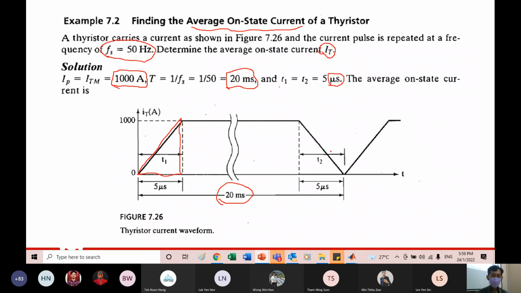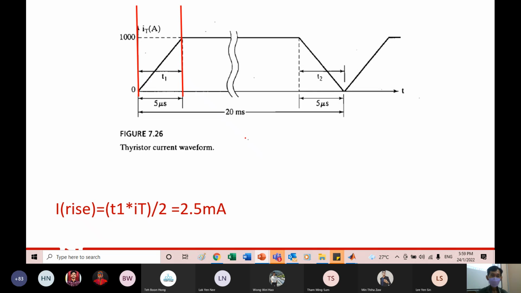So similarly, for the rise time, we look at this part: I rise, the T1 multiplied by IT, which is 1000, divided by 2. Then you get 2.5 milliamp. Very straightforward. No magic, no secret.